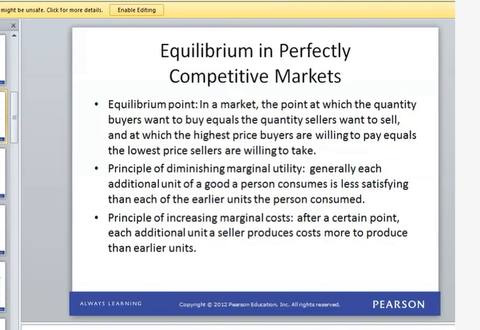That actually refers to the principle of diminishing marginal utility. The third one, the principle of increasing marginal cost, actually refers to the producer or the seller. At a certain point of producing goods, the extra unit costs more.